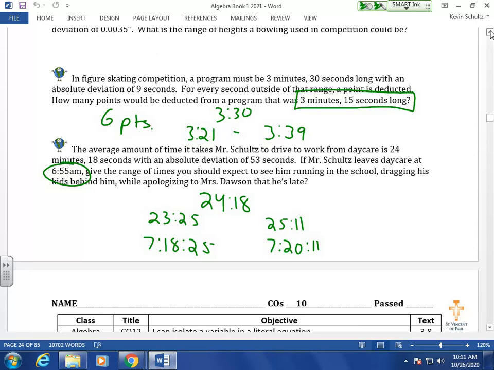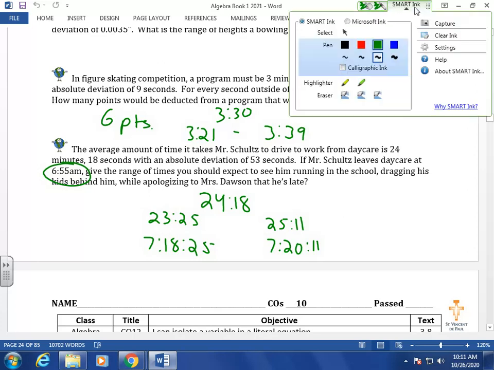Okay, anything else? Very well. Onward and forward we go to CO12.